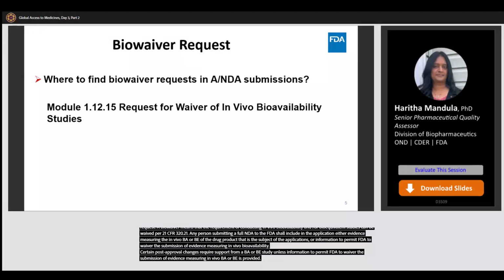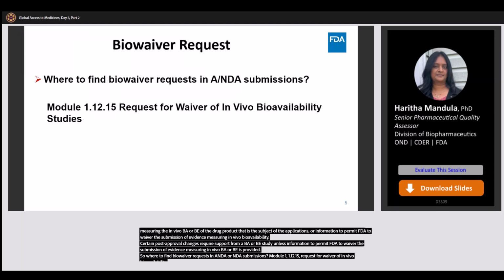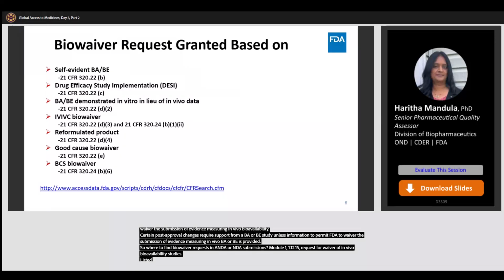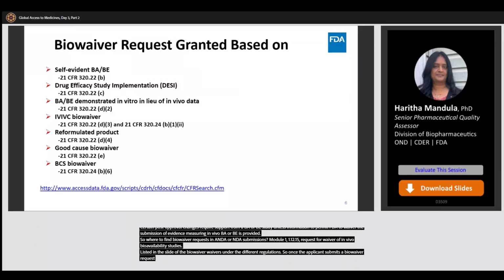So where to find biowaiver requests in ANDA or NDA submissions? Module 1, 1.12.15 Request for Waiver of In Vivo Bioavailability Studies. Listed in this slide are the possible biowaiver scenarios under different regulations. Once the applicant submits a biowaiver request, the biowaiver is granted based on one of the CFRs listed here.